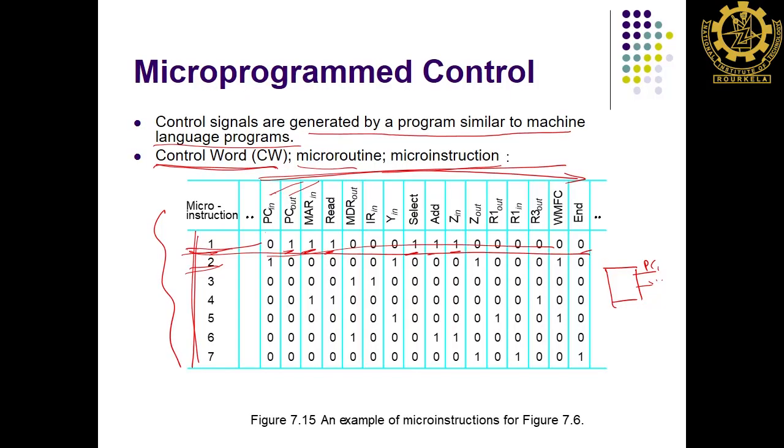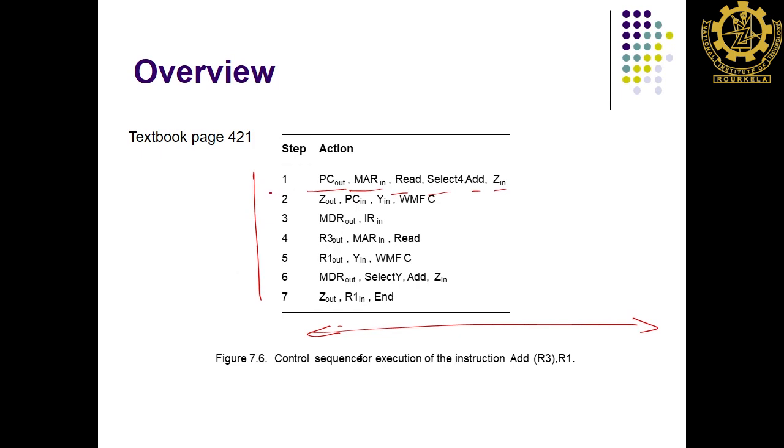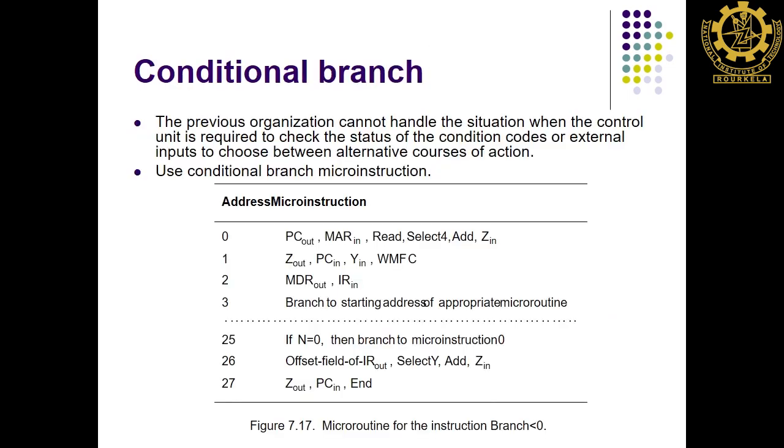The question was, what is the difference between control word and micro instruction. Here, this step is also a micro instruction; the entire thing is the machine instruction, and each step is called a micro instruction. Otherwise, you can say this is the micro instruction and the corresponding values, 0s and 1s, are the control word. So, it is very close, or you can say it is the same.